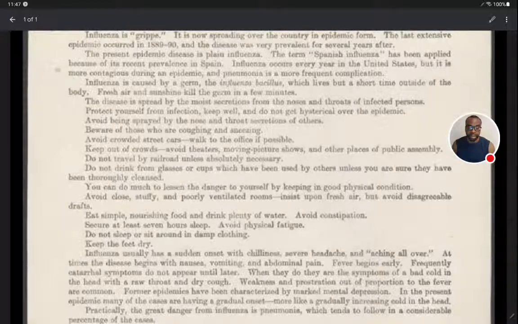Fever begins early, frequently. Catarrhal symptoms do not appear until later. When they do, there are symptoms of a bad cold in the head with a raw throat and dry cough. Weakness and prostration out of proportion to the fever are common. Former epidemics have been characterized by marked mental depression.